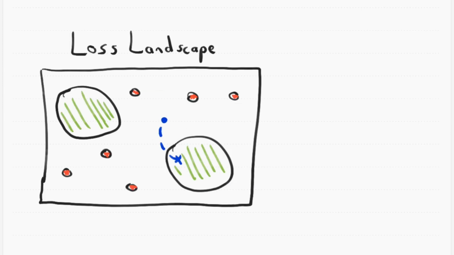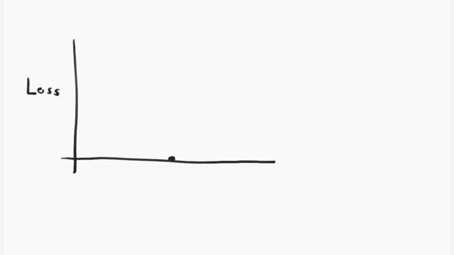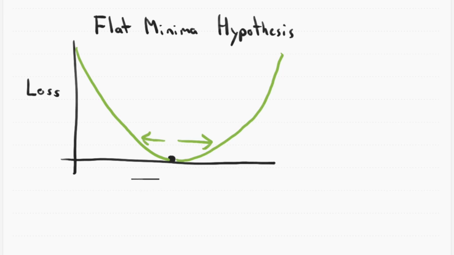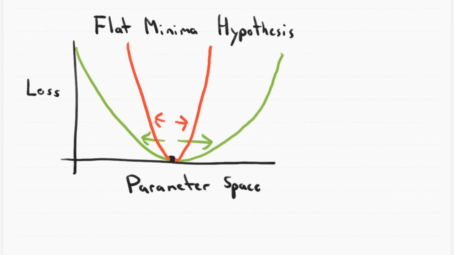Why are large minima good? Well, there's an idea called the flat minima hypothesis, which argues that a minimum that is flat in parameter space, meaning you can adjust the weights without having the loss values go up too fast, will generalize better. Meanwhile, minima which are sensitive to parameters generalize poorly.